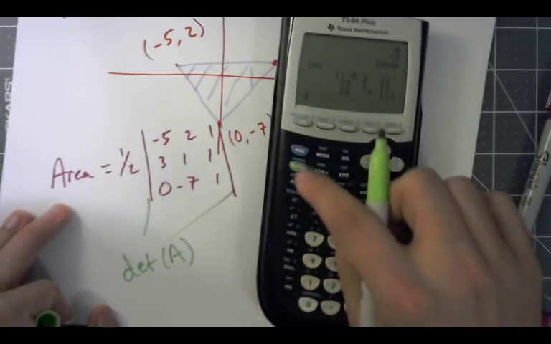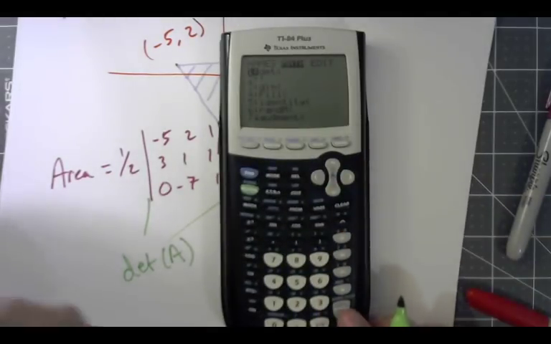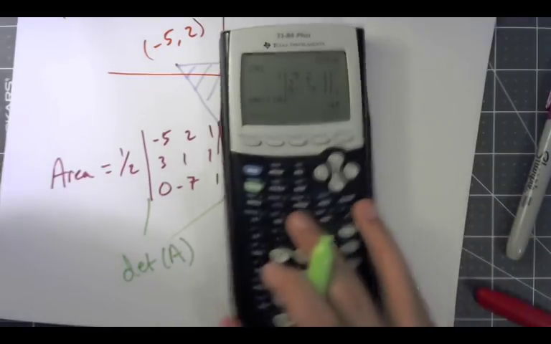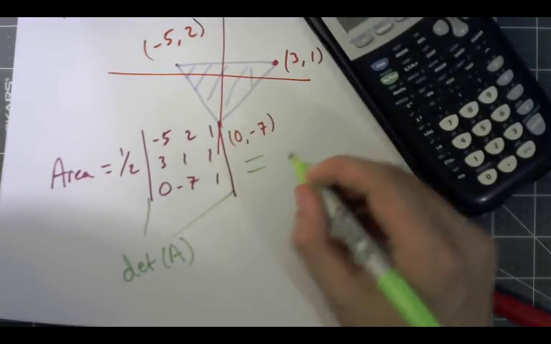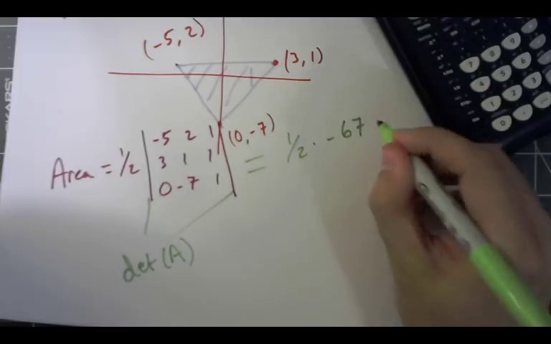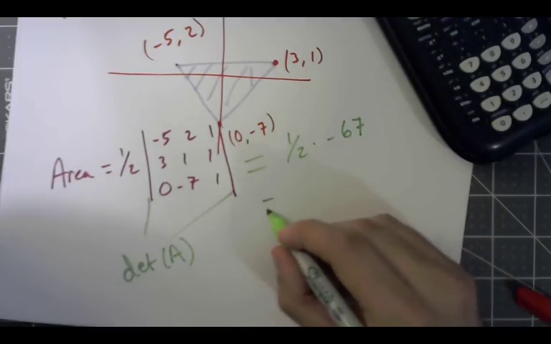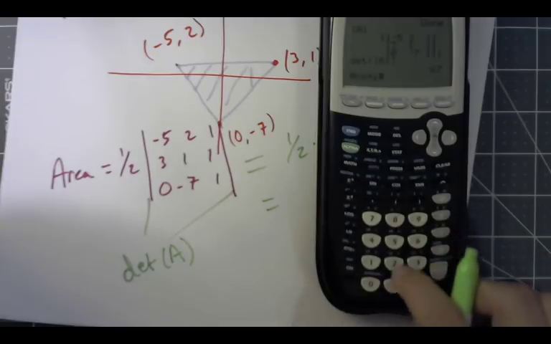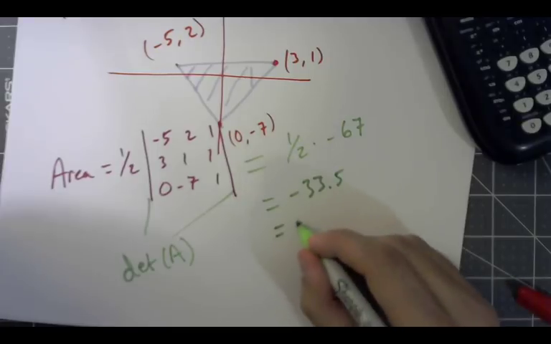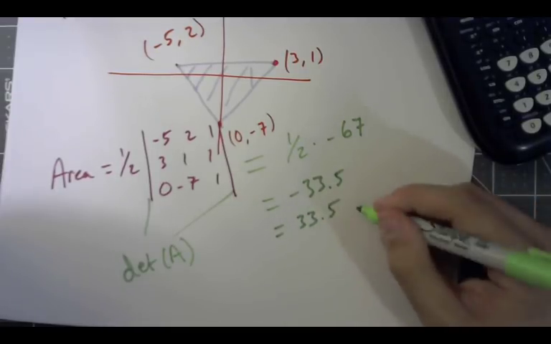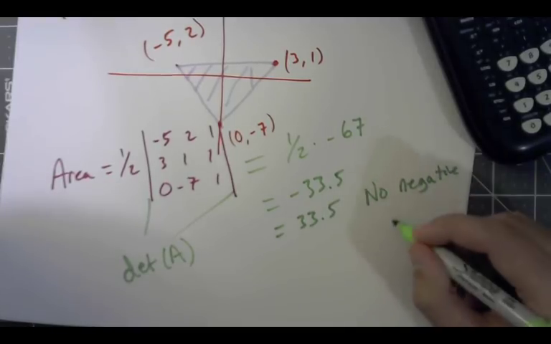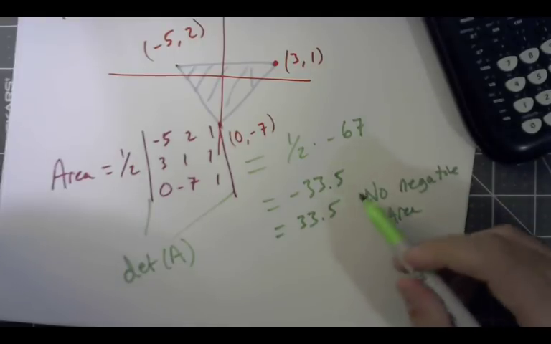So I get that determinant by going second, matrix, math. It's the first option, det, and I'm going to put our A in there. And I get negative 67. So I get 1/2 times negative 67. We're going to turn that into negative 33.5. And then I'm going to turn that into positive 33.5 because we can't have negative area.